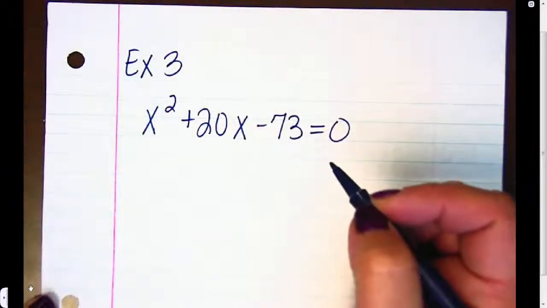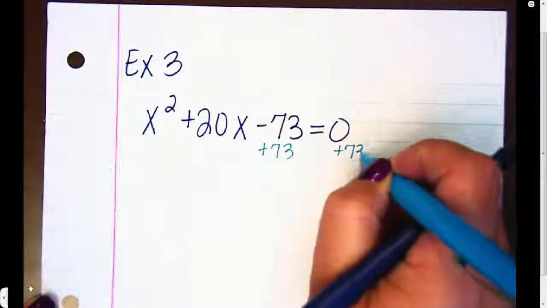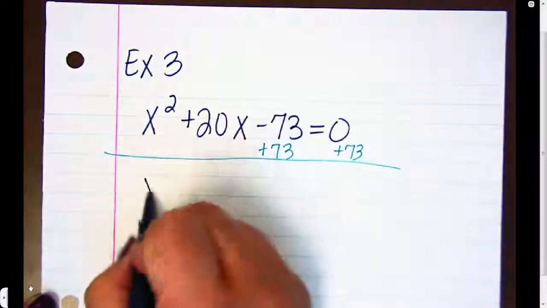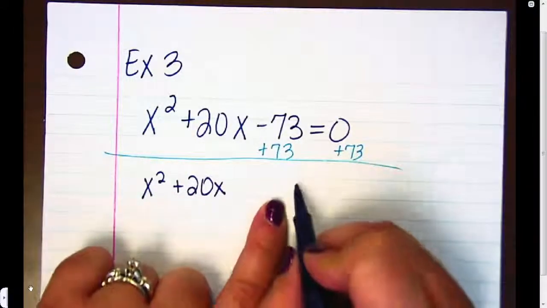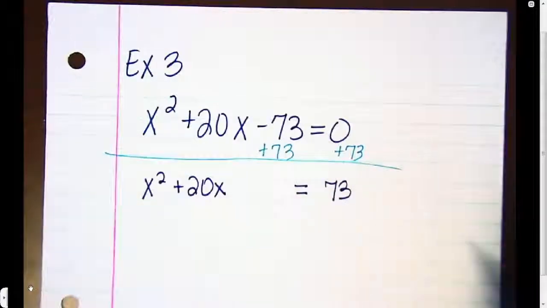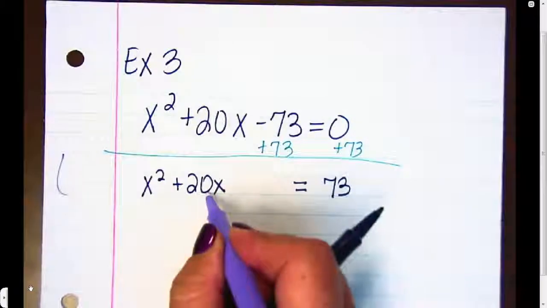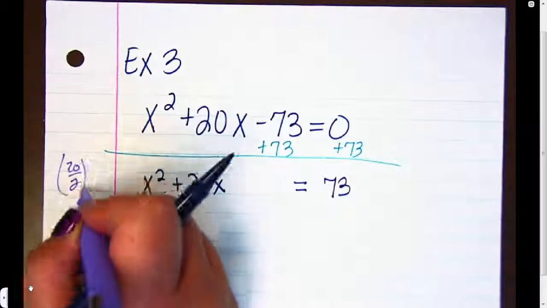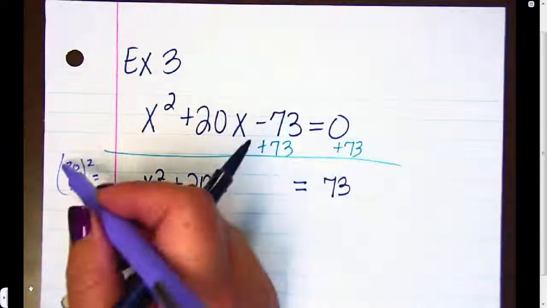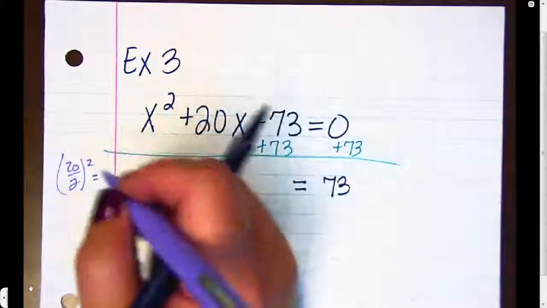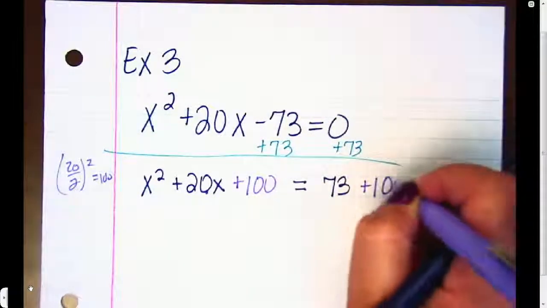Okay, problem number 3. We're going to add 73 to both sides. x squared plus 20x, leave yourself a space, equals 73. Okay, over in the margin, we're going to take half of b, b's this number here with the x, and square it. Use your calculator if you need to. But in my head, I can say, well, half of 20 is 10. 10 squared, that's 100. Add it to both sides of the equal signs.